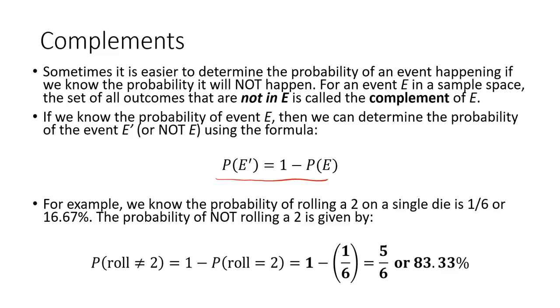So for example, we know the probability of rolling a 2 on a single die is 1/6. What's the probability of not rolling a 2? Well, that's 1 minus the probability of rolling a 2, or 1 minus 1/6, or 5/6, or 83.33%.